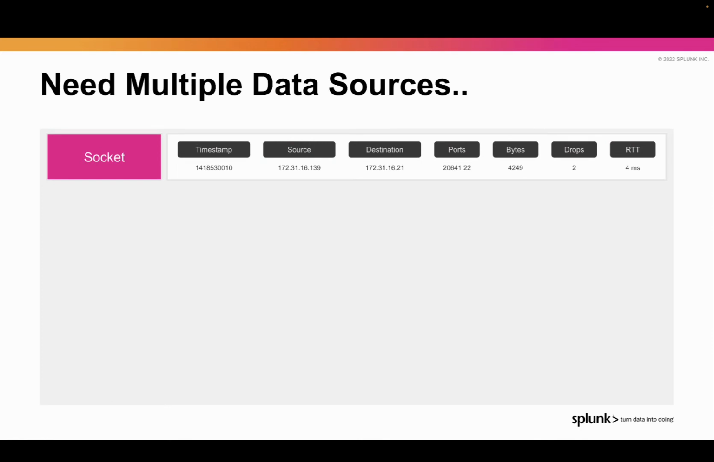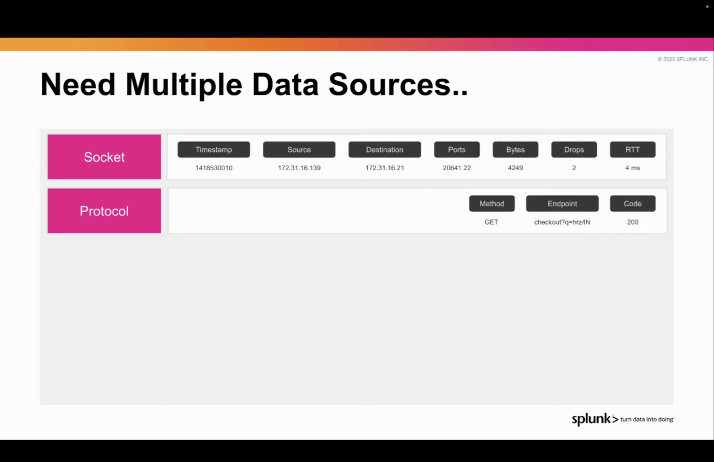So what do you need in order to achieve this level of visibility? The first source of information is sockets. This is similar to the flow data you're used to: source and destination IP addresses, port numbers, bytes sent, packet drops, round trip times. But it's possible to get deeper visibility into application behavior by looking at the payloads. For example, from HTTP, you can understand if it's a GET or a POST, the endpoint that was queried, the response code, and so on.